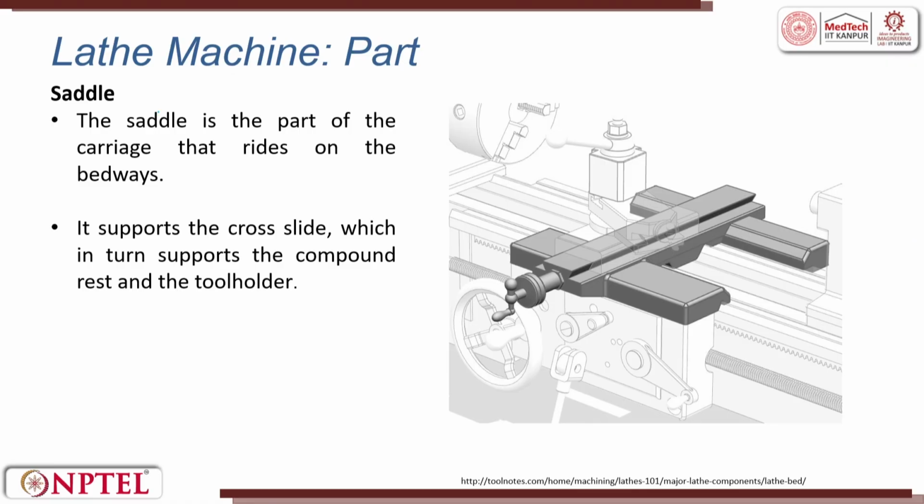Next, saddle. The saddle is a part of the carriage that rides on the bed. So, this is the bed, this is the bed. The saddle sits on it; this is the saddle. It supports the cross slide, which in turn supports the compound rest and the tool holder.